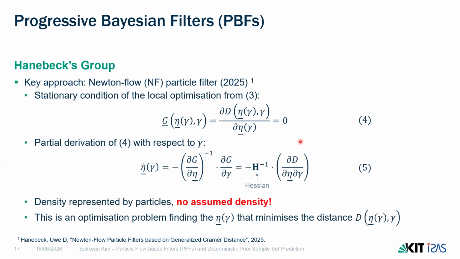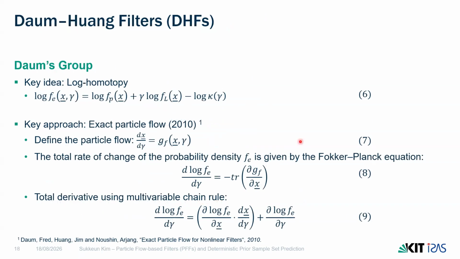Yeah, no worries. That was the first main group, Newton flow, and then let's move on to the second group, Daum and Huang filters. Very interesting, because the homotopy idea for estimation was first introduced by Daum's group in 2007, if I remember correctly.